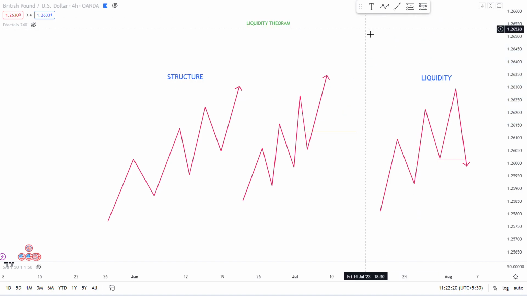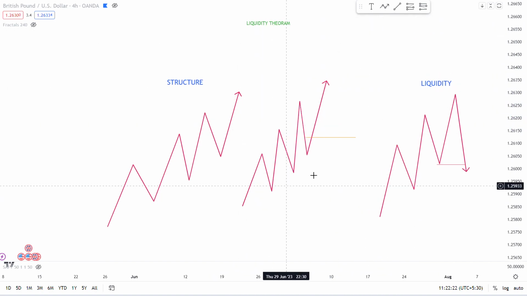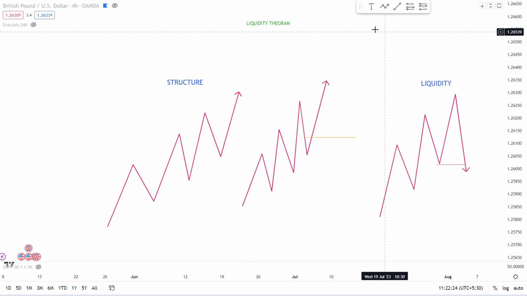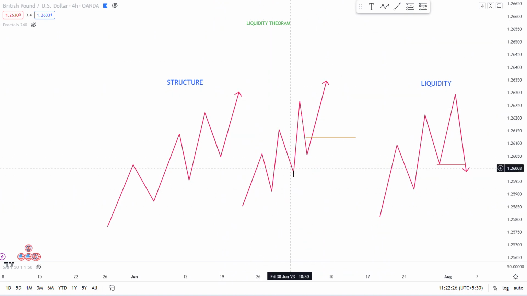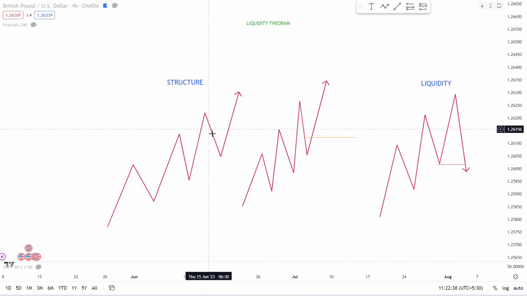The structure is created by the market makers to introduce the liquidity into the market, because without highs and lows there will be no liquidity in the market. Every high and low contains the liquidity. For a transaction to happen, the market makers should provide the liquidity. So where's the liquidity? The liquidity will be at every high and every low.